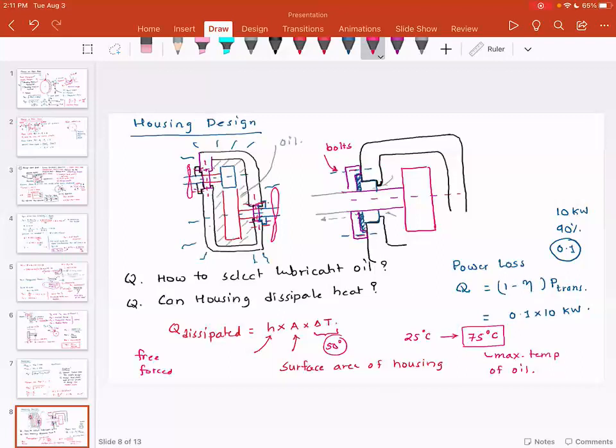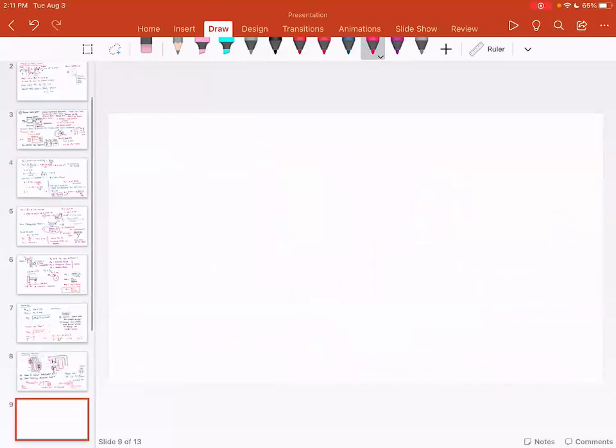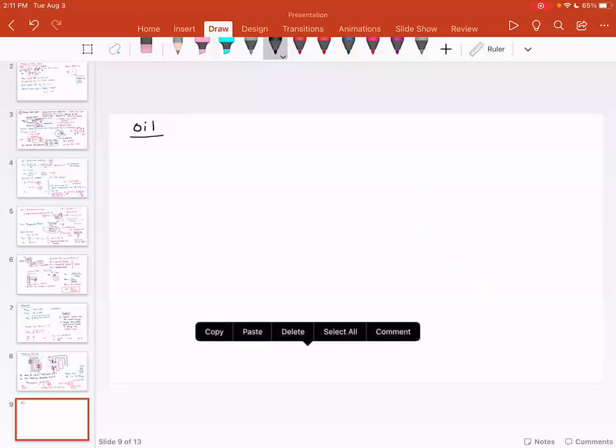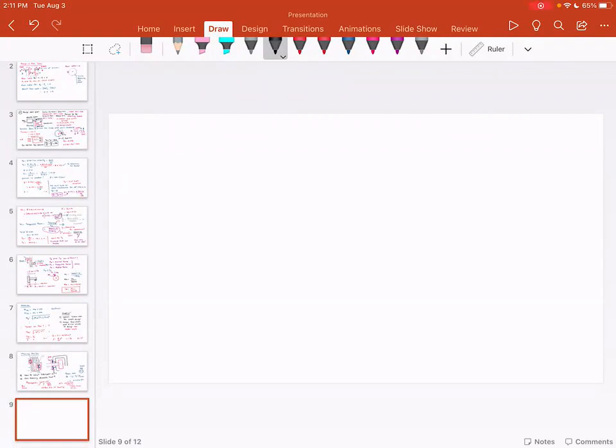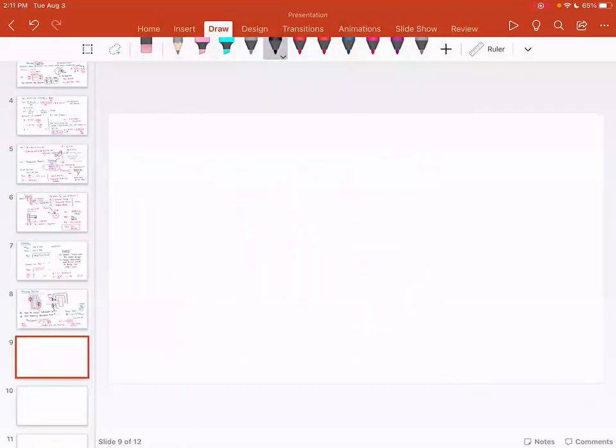Once you decide the temperature, you need to select the oil that maintains sufficient lubrication at 75 degrees C. So for the oil selection, you want to select the oil that maintains or retains lubrication properties at the desired temperature. Say I'm going to say 75 degrees C.